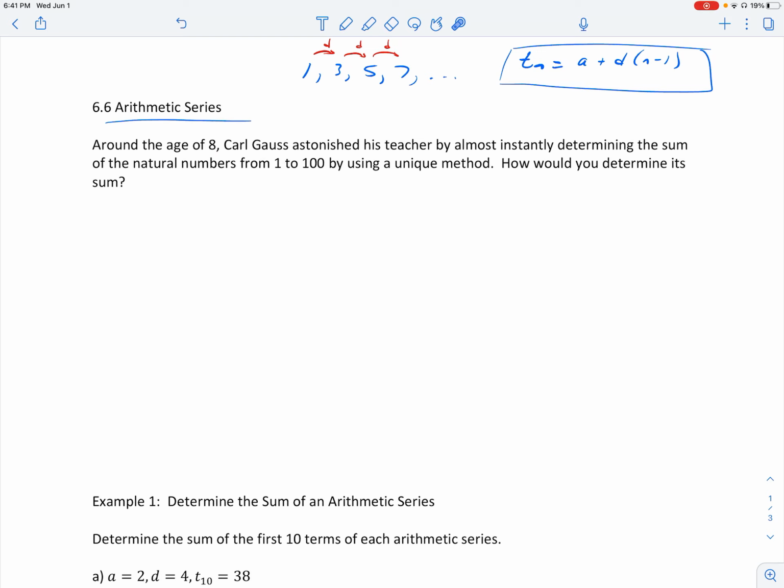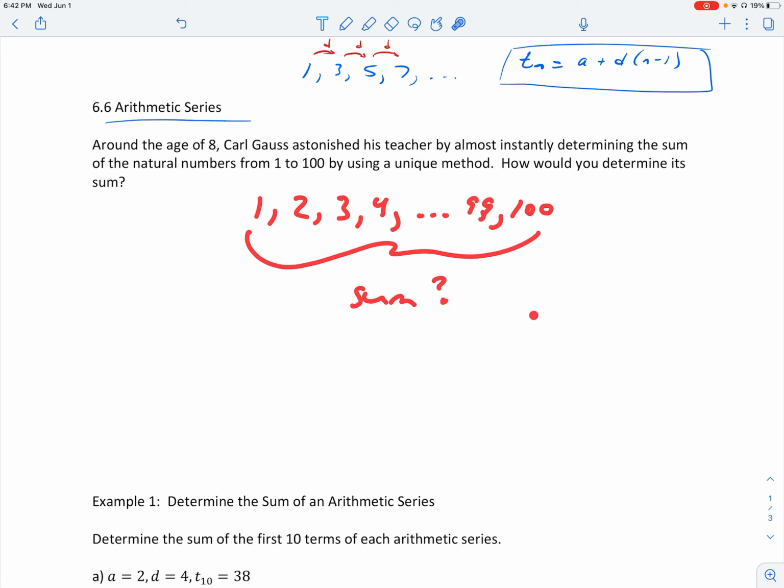Gauss is that famous mathematician. You might have written some of his contests in the past. When he was about the age of 8, he astonished his teacher by almost instantly determining the sum of the natural numbers from 1 to 100. Like 1, 2, 3, no decimals, all the way up until 100. He found the sum of all of those.